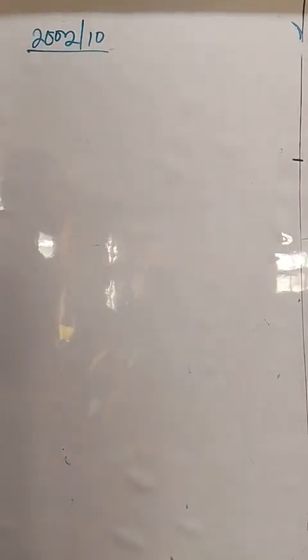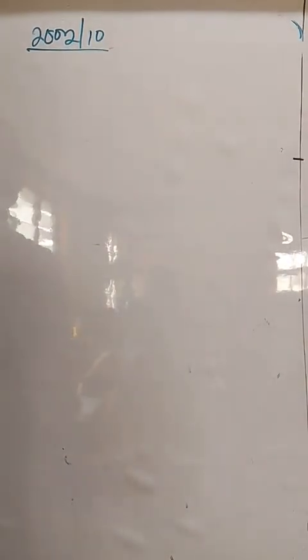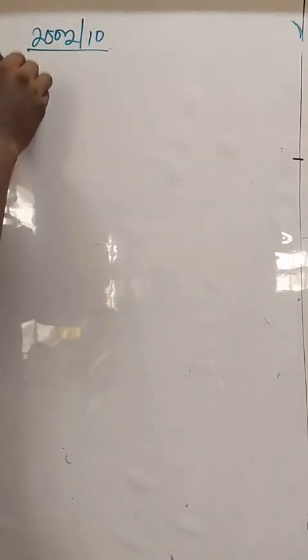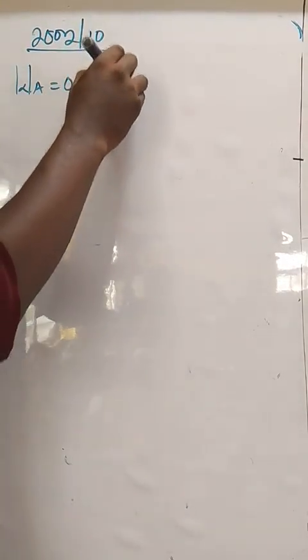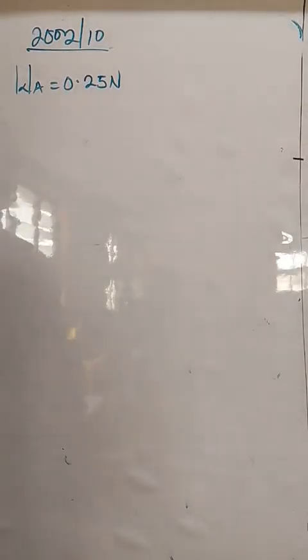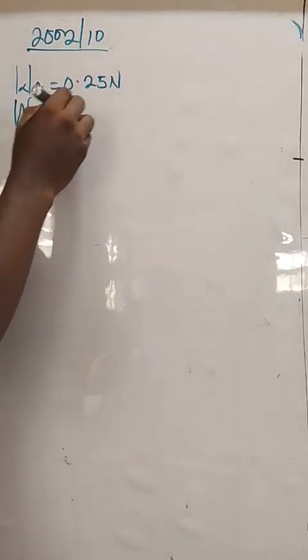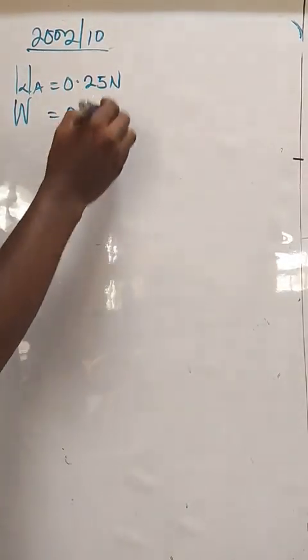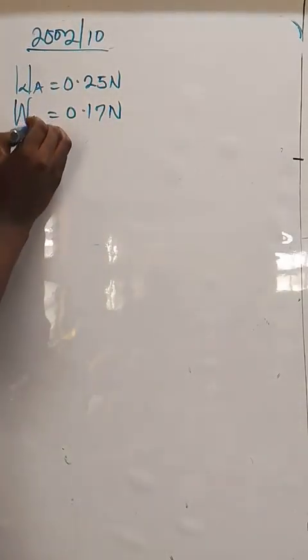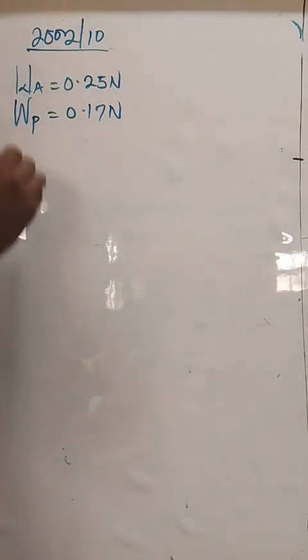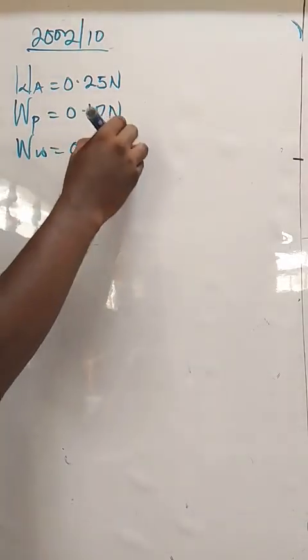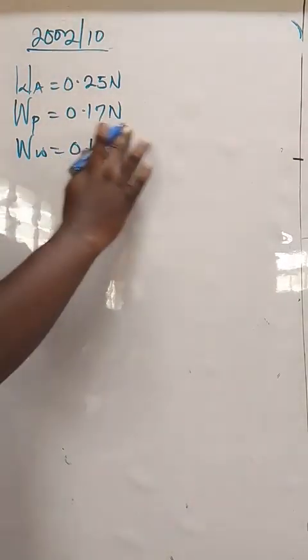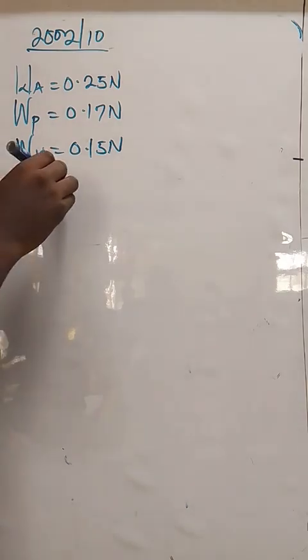2002 question 10. A copper cube weighs 0.25 in air, 0.17 when completely immersed in paraffin oil, and 0.15 when completely immersed in water. The ratio of upthrust in oil to upthrust in water.